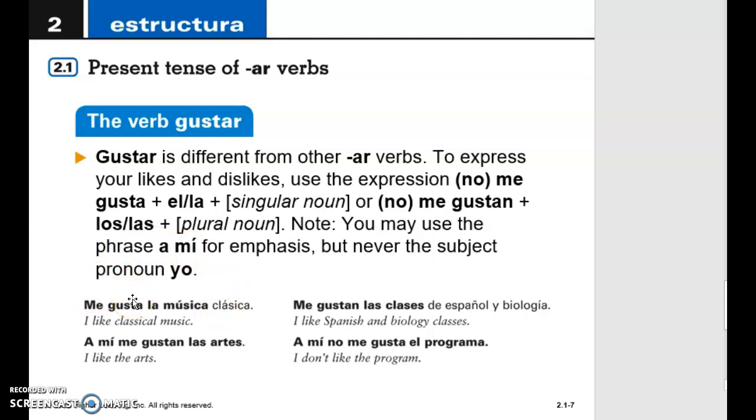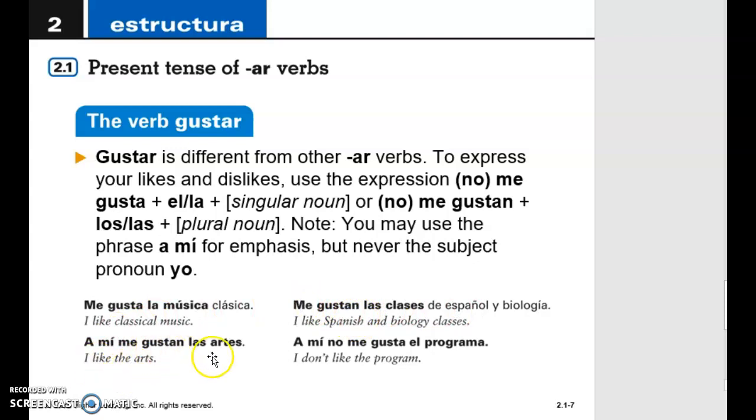However, if I mention several things, I'm going to make this plural, and I'm going to say "me gustan las clases de español y biología." And now I'm talking about two classes. I'm talking about Spanish and biology, so I'm going to use the plural form saying "me gustan."